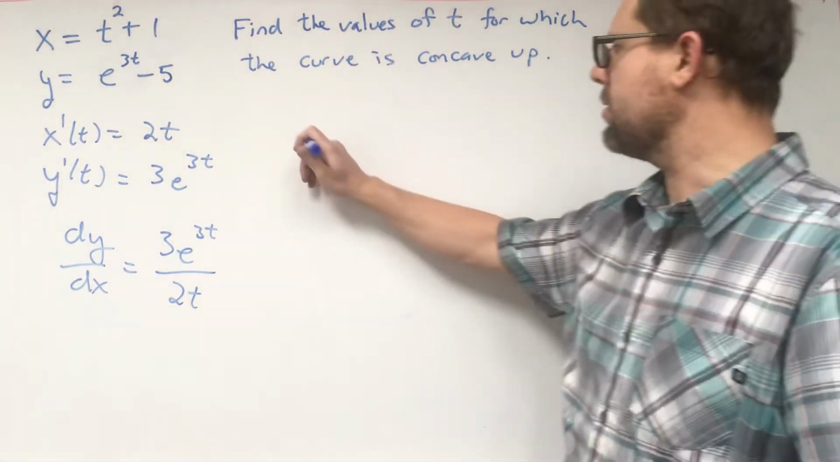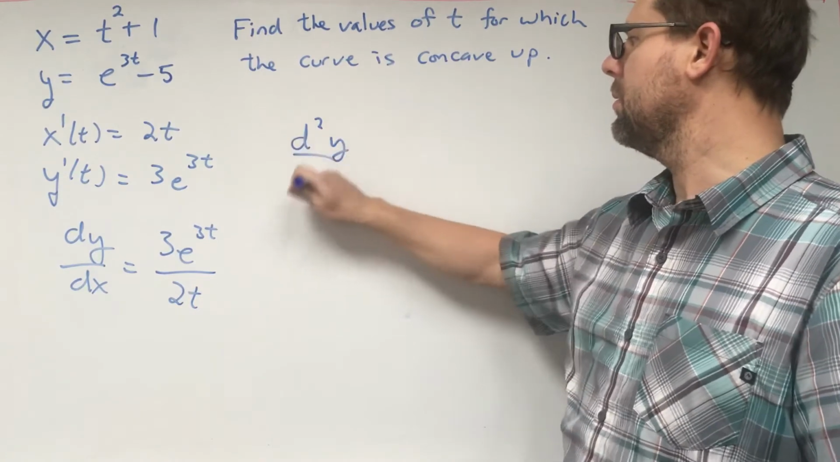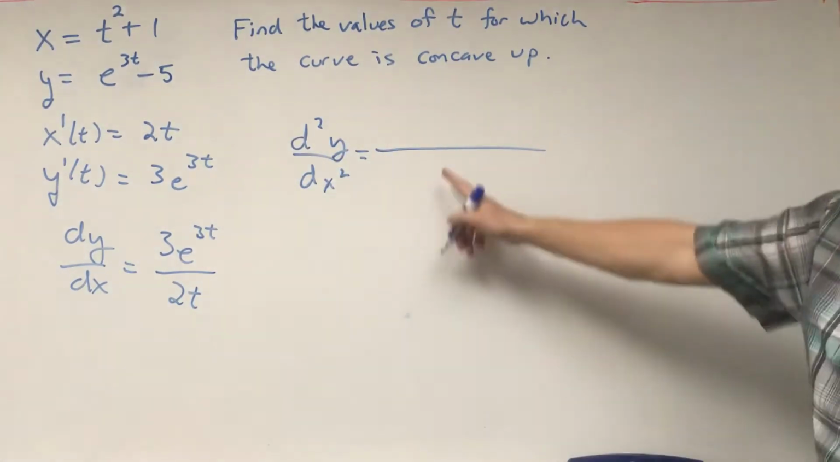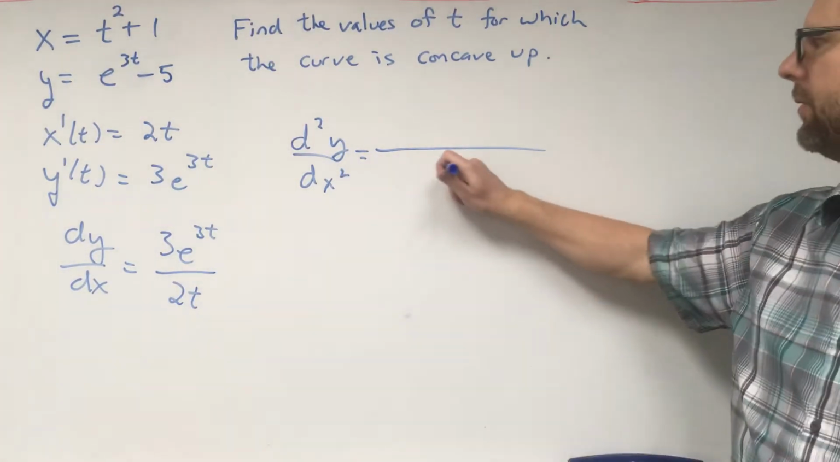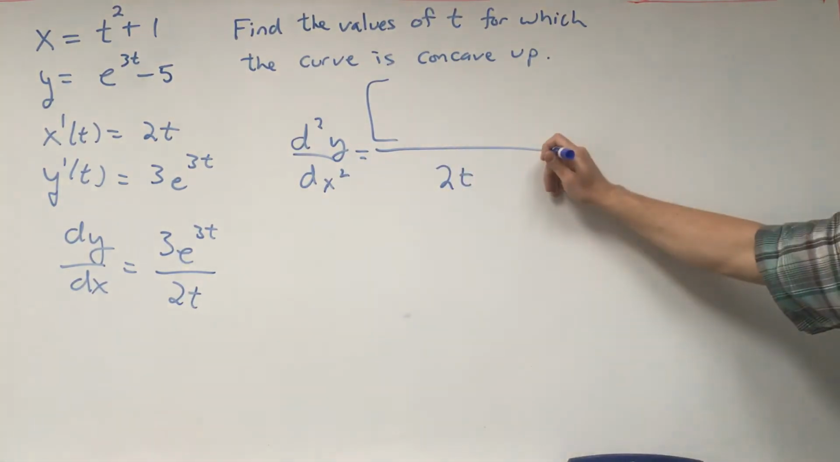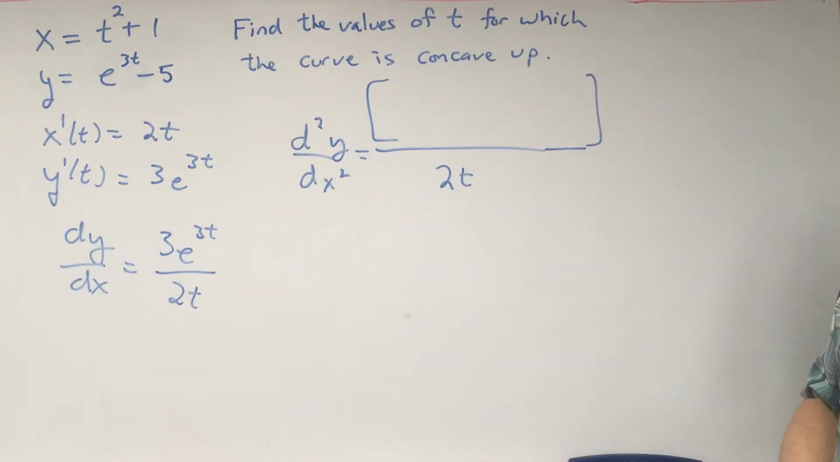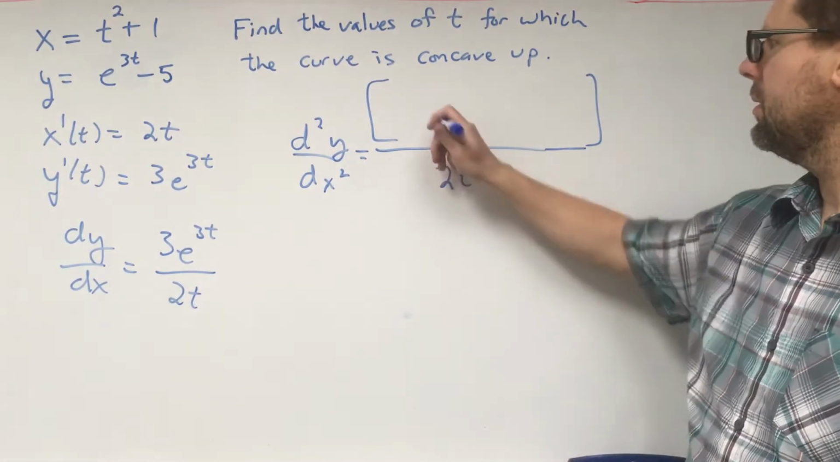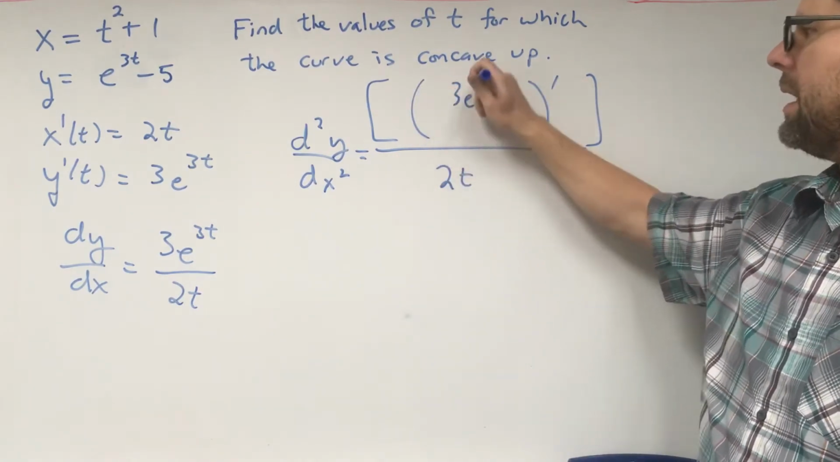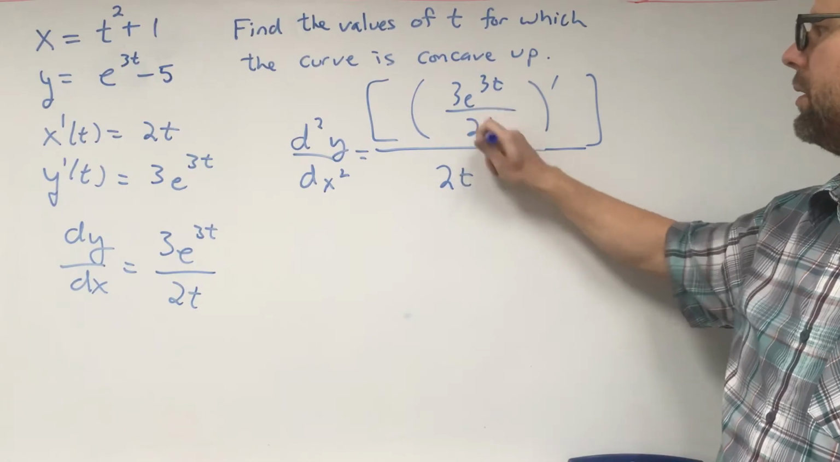We're going to have a big fraction, and the easy part is the bottom. That's going to be the x prime of t that we found before. Now the top may be a little bit messier because it is supposed to be the derivative of 3e to the 3t over 2t.